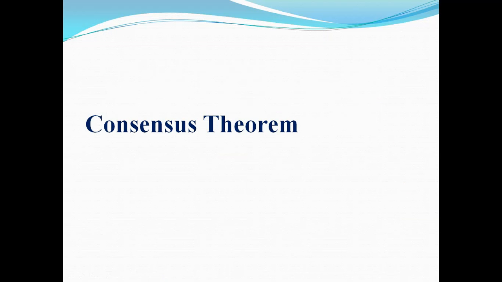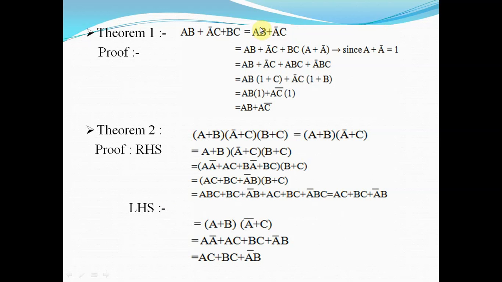Next, consensus laws or theorems. Let's go with these theorems. How to prove it? AB plus A bar C plus BC is equal to AB plus A bar C. Okay, just go through this term: AB plus A bar C plus BC.